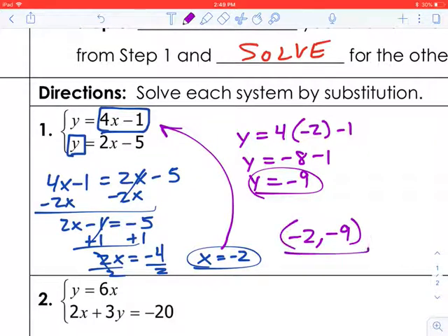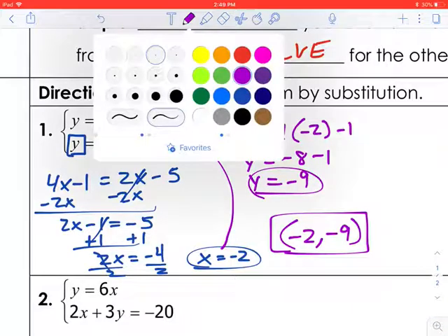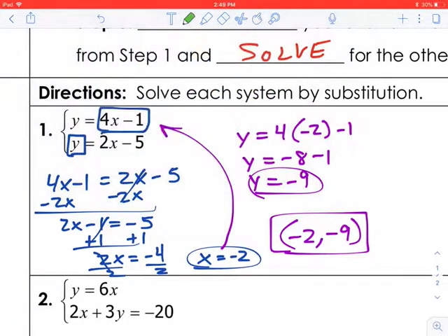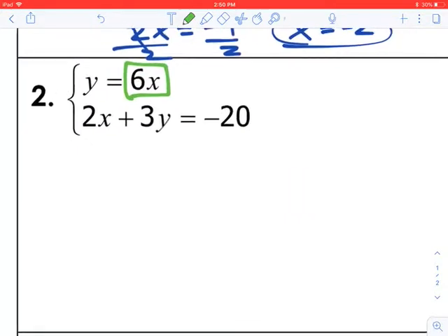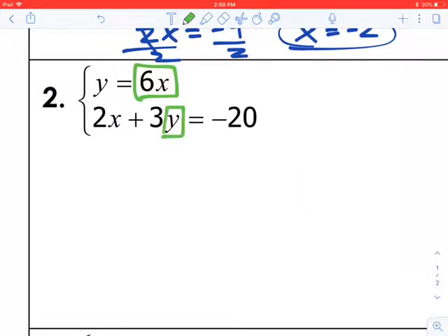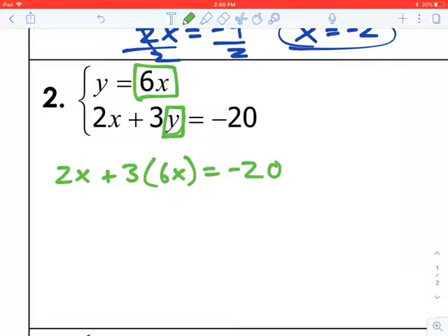So just like elimination, our end goal is to get a point, x comma y. Okay, so looking at this next one, y is the one that's by itself. So what's y equal to? 6x. So that's what y is going to get replaced by. So 2x plus 3 times parentheses 6x equals negative 20. So this whole equation is the exact same as it started with. All I did was replace the y with parentheses.